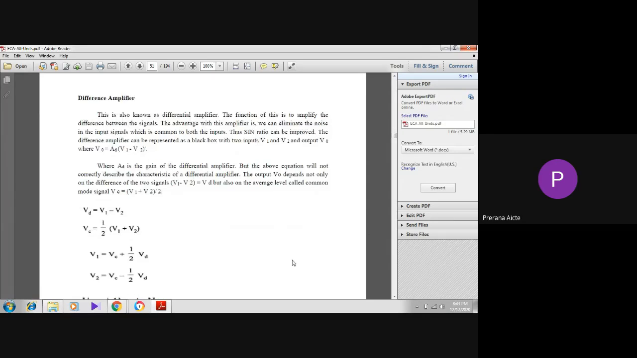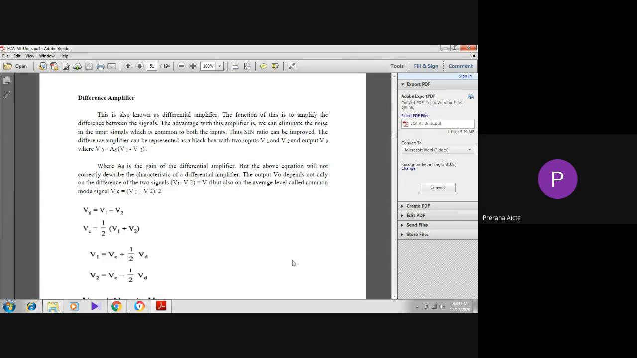This is the last topic: the difference amplifier, or another name, the differential amplifier. In normal amplifiers we have only one input, and that input is amplified as the output. But in a difference amplifier we have two inputs, V1 and V2. The difference amplifier amplifies the difference between the two signals, so practically the output voltage is directly proportional to the difference between the inputs.